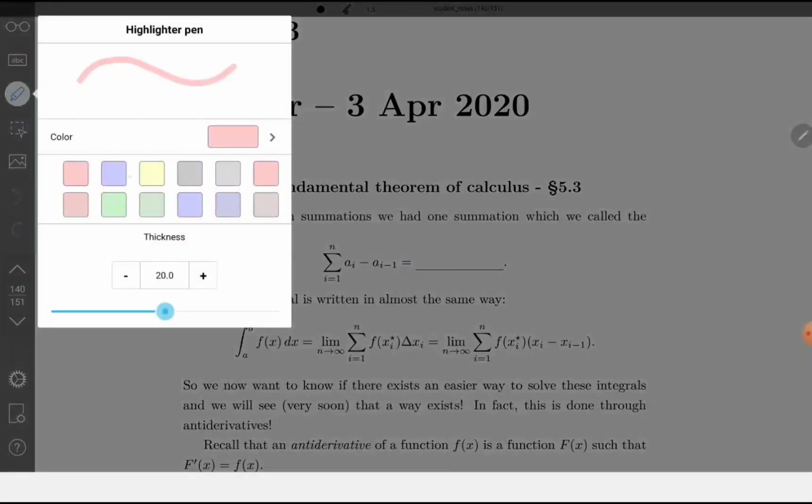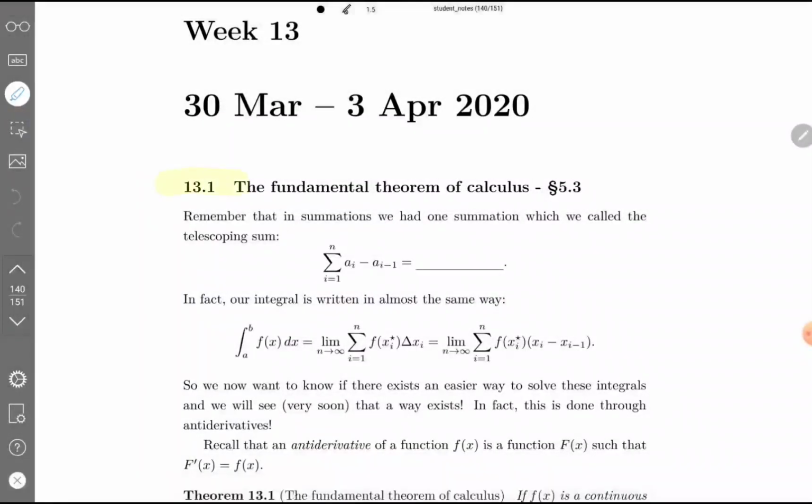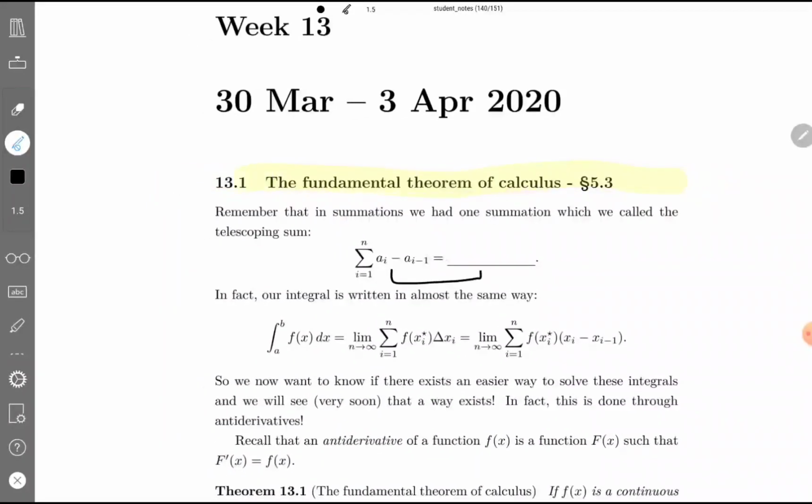And so here we have the fundamental theorem of calculus is our next talk. The big thing we're going to be using here is our telescoping sum. So basically what we're going to note is, if you remember this telescoping sum, this was nothing more than a_n minus a_0.